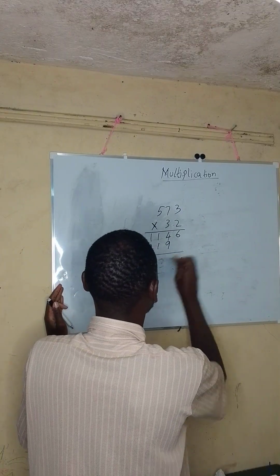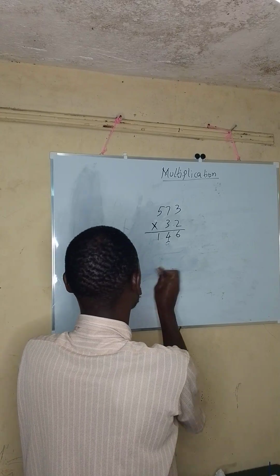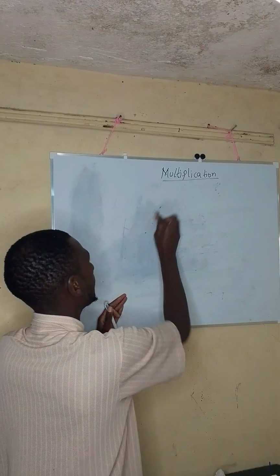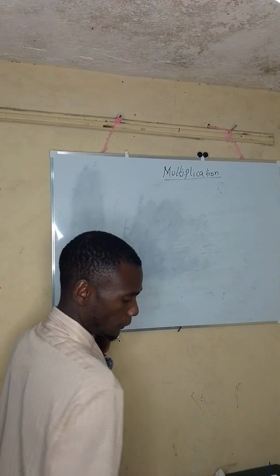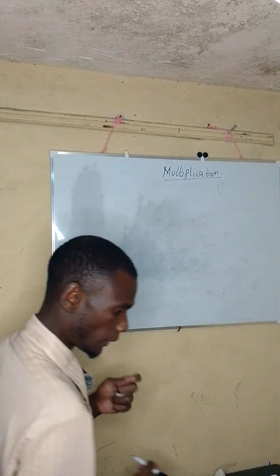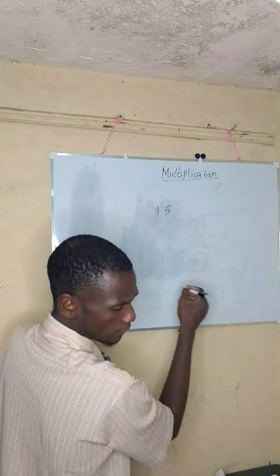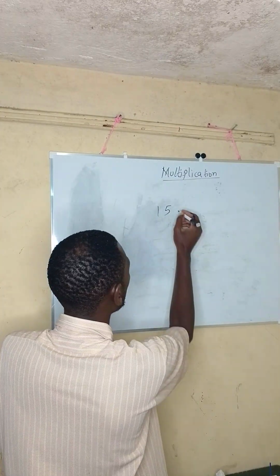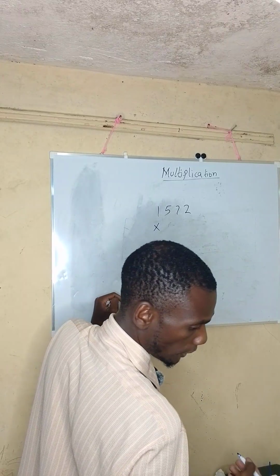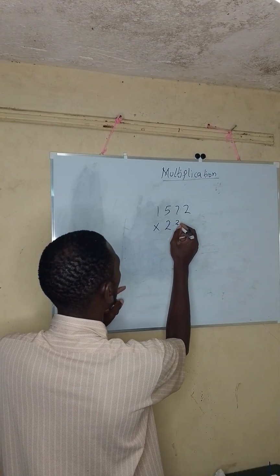Let me get another number here. Let me get another number like 1,572 times. Let me get also another 3-digit number, maybe 200 and maybe 35.